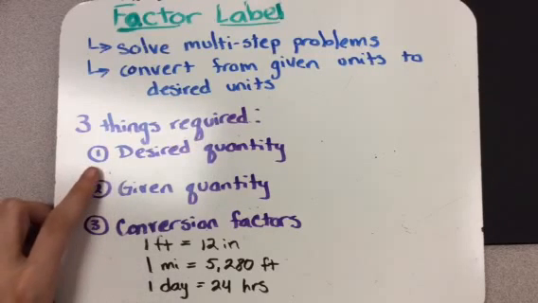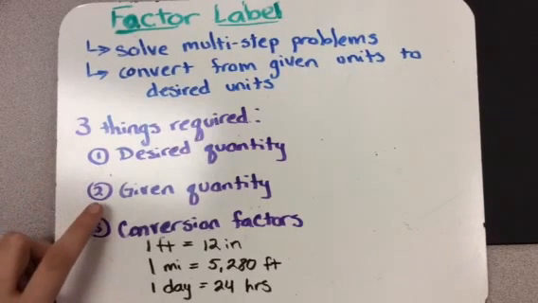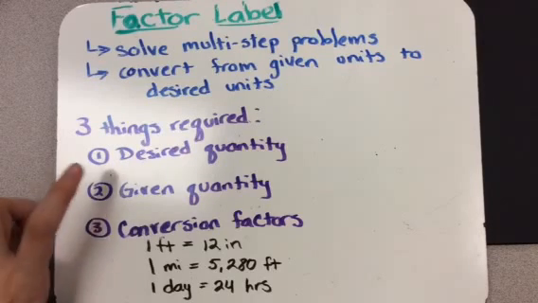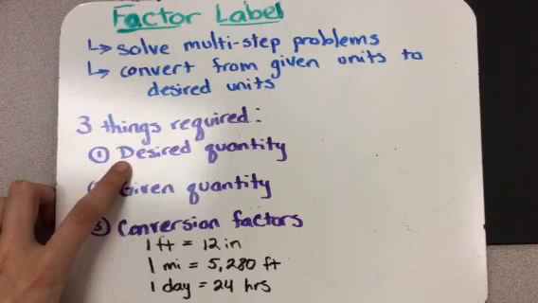The first is the desired quantity. This is what are we looking for? What is the question asking you? The second is the given quantity. What information are we starting with? If you are given 50 miles and you are asked how many feet that is, feet is the desired quantity.